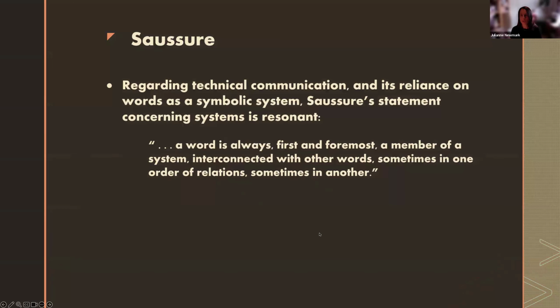So regarding technical communication and its reliance on words as symbolic systems, Saussure's statement concerning systems is resonant. He writes, "A word is always first and foremost a member of a system interconnected with other words, sometimes in one order of relations, sometimes in another." Now, when people think about technical writing, they think about communication that is audience-driven, purposeful, simple, clear, often technical, and the simplified technical English is something we may talk about later this semester, but there are ways to make the combination of words used simple enough that it's easy to translate, or it's reducible to only a certain number of options.